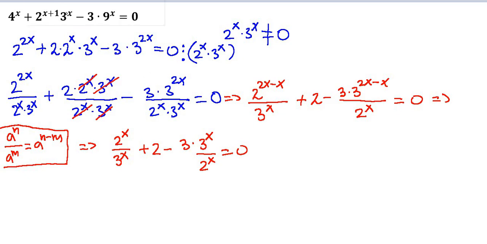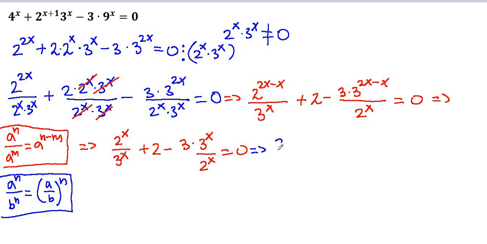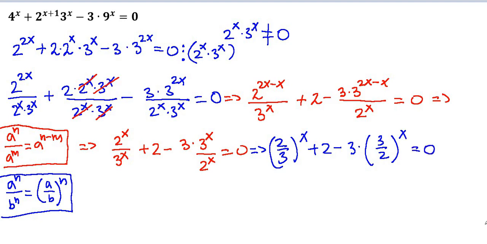Now let me use again the following property. We know that a to the power of n divided by b to the power of n is always equal to a over b to the power of n. Using this property, we can express the equation as 2 over 3 to the power of x, plus 2, minus 3 times 3 over 2 to the power of x, is equal to 0.